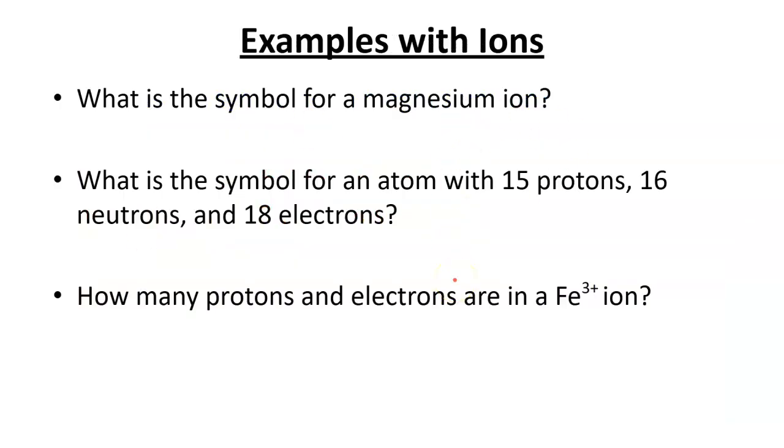What's the symbol for magnesium ion? We'll find magnesium on the table. Magnesium symbol is Mg. It has 2 valence electrons, so it's going to form a 2+ or a +2 ion.